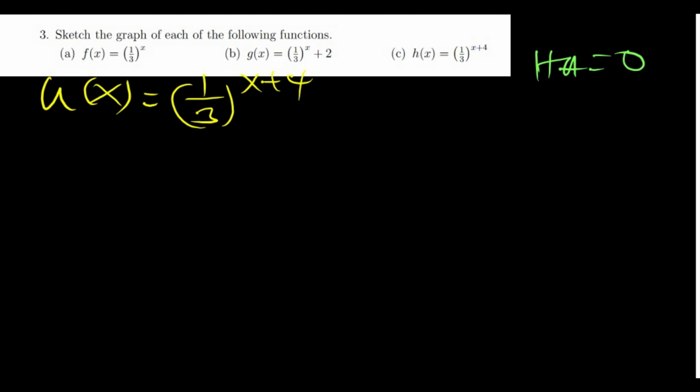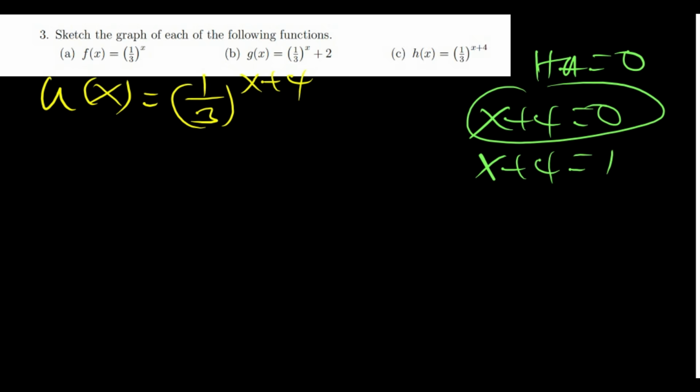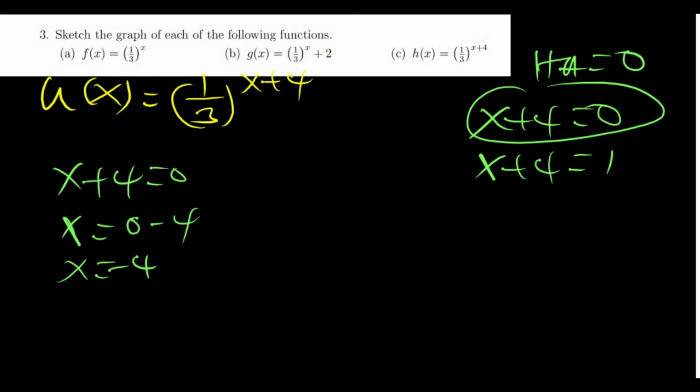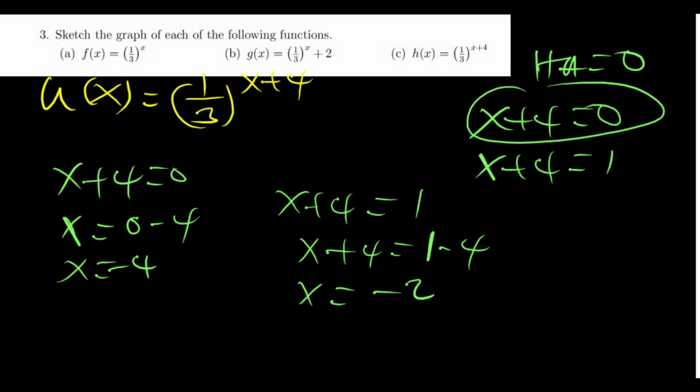Now that we know our horizontal asymptote and we have also equated the power to two things, let's see what we can do. We're going to say x plus 4 has to be equal to 0 and x plus 4 has to be equal to 1. Let's solve for x, starting with the first one. x plus 4 is equal to 0, so x will be equal to 0 minus 4, which is negative 4. The second one is x plus 4 equal to 1, so x will be equal to 1 minus 4, which is negative 3.